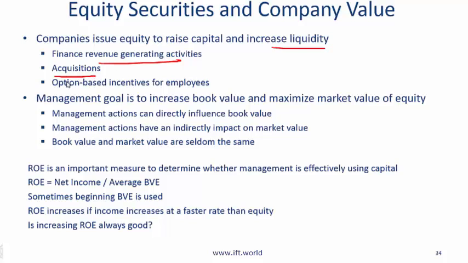They can use the money for acquisitions, and also sometimes companies issue shares so the shares can be given to employees through option-based incentive schemes. Or the better way of putting it is companies give stock options to their employees. When the stock options are exercised, then obviously the company has to issue shares.